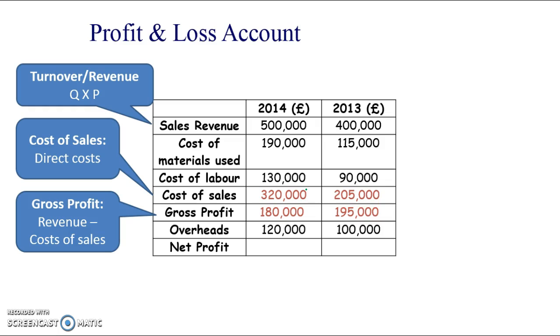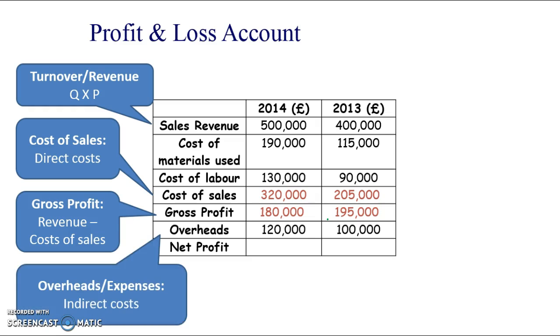180,000 in 2014, but it was much more in 2013. Overheads, another one that's a bit confusing, is sometimes called expenses. So I apologize for that. It's not me that's coming up with all these confusing terms though. This is just the accounting world. There always seems to be two different names for each item, and you just have to remember it.